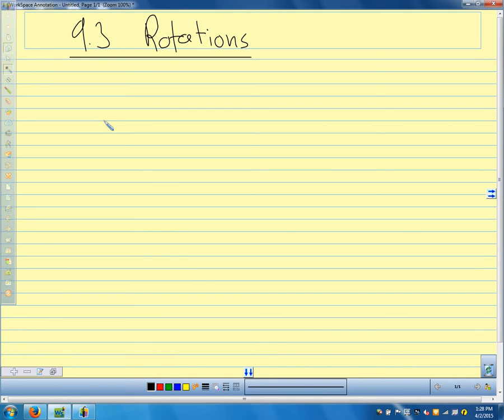So the first thing we're going to do, we're going to do this like we've done the last few times. We'll come up with a definition. What do we mean by a rotation? What is it telling us? And then we'll do a few rotations. Rotations are pretty easy. Rotation.